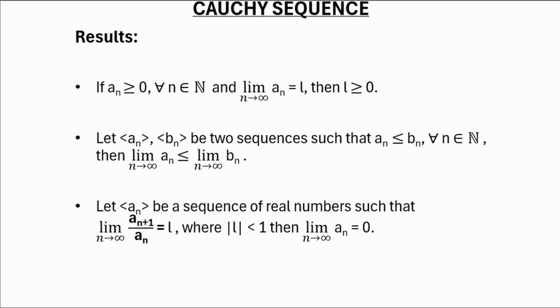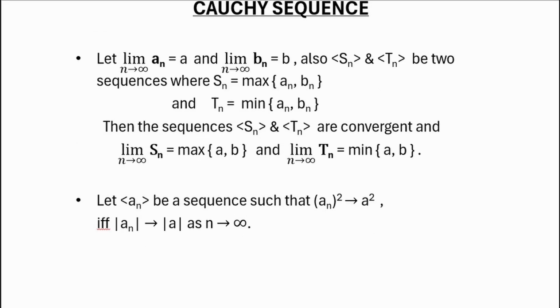In the sense, if L is less than 1, it implies that mod a_n is greater than mod a_(n+1). You can visualize it as mod of a_n decreasing to 0 as n tends to infinity, as the successor element is lesser. The rest are obvious. Some more results, make sure to pause the screen and note the first one. The second one is obvious.